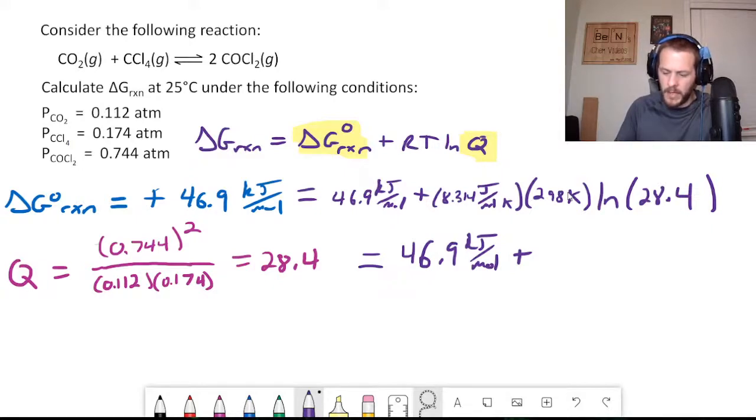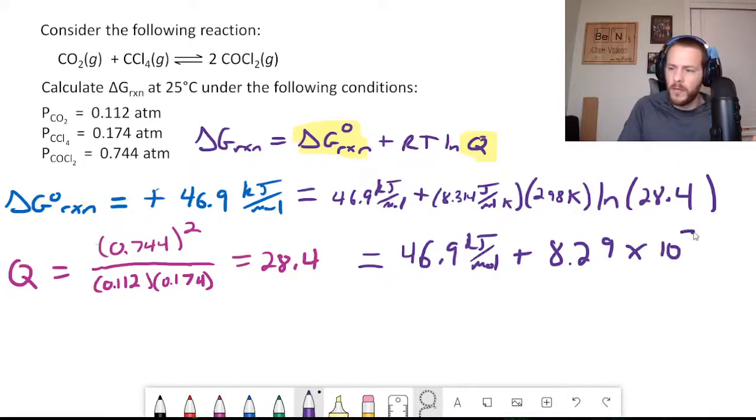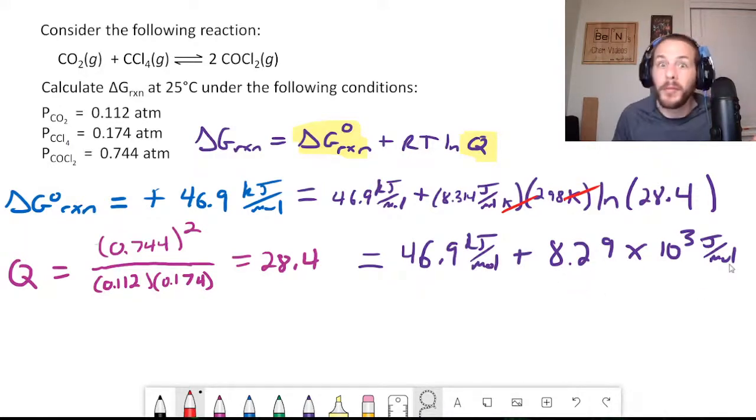And the value that I got, put this in scientific notation, is 8.29 times 10 to the third. And that is joules per mole, right? Because the kelvins cancel out, right? Kelvin cancels with Kelvin, so we're left with joules per mole. Okay, so if we take this 8.29 times 10 to the 3 joules per mole, and we do a quick conversion to kilojoules per mole, that's going to become simply 8.29 kilojoules per mole.